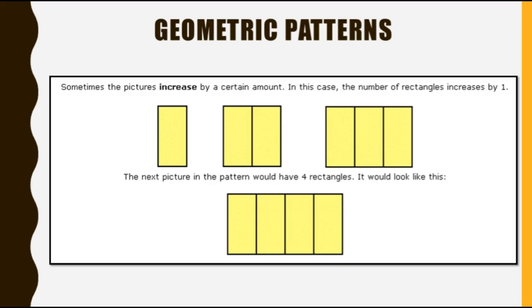Okay, so sometimes the pictures increase by a certain amount, or like we've said, sometimes they decrease. So in this pattern, you can see that the number of rectangles are increasing by 1. Starts with 1, then goes to 2, then goes to 3. So if they asked you what would the next picture look like, well, you know that it would have 4 rectangles. So sometimes in the SOL questions, they'll give you this part and then give you multiple choice, and you have to figure out which picture comes next.